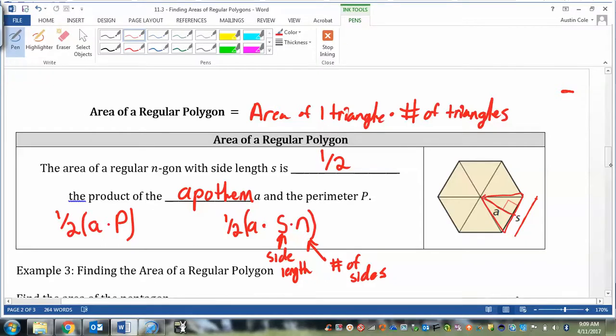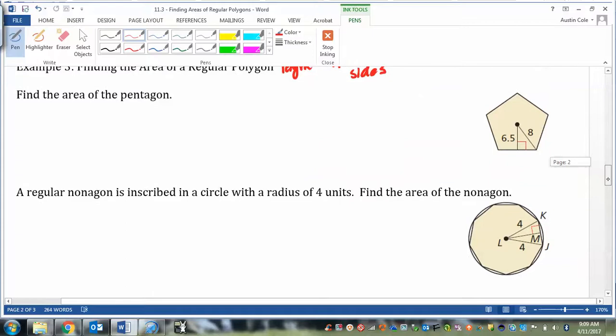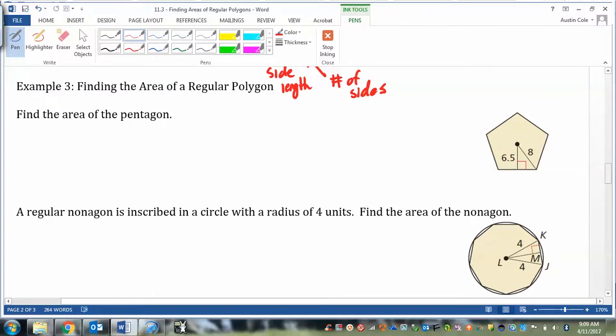All right, let's look at an example. We have a pentagon. How many sides is a pentagon again? 5. Okay, so our number of sides here, that's our n, is going to be 5. Do we know our side length? Not yet, do we? We know the apothem though, right? What's our apothem on this one? 6.5, right? It's the height of this little triangle here. 6.5. Okay, so all we're missing is our side length. How do you guys think we could find that?